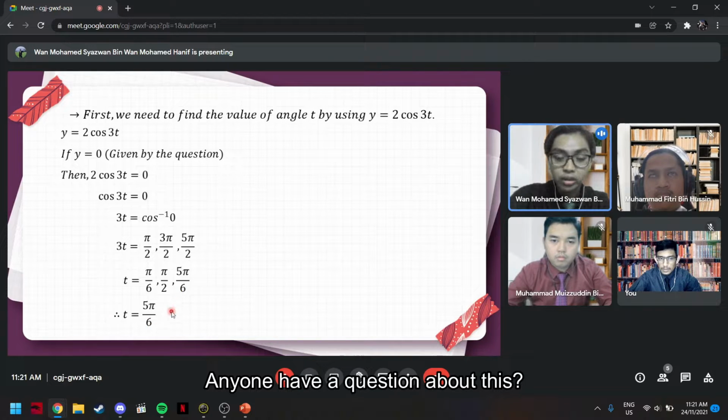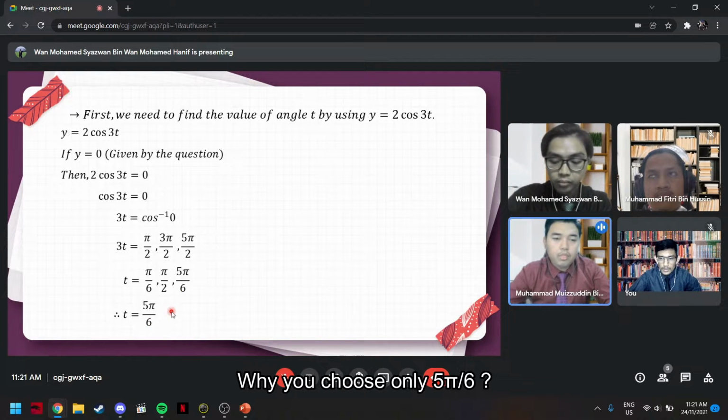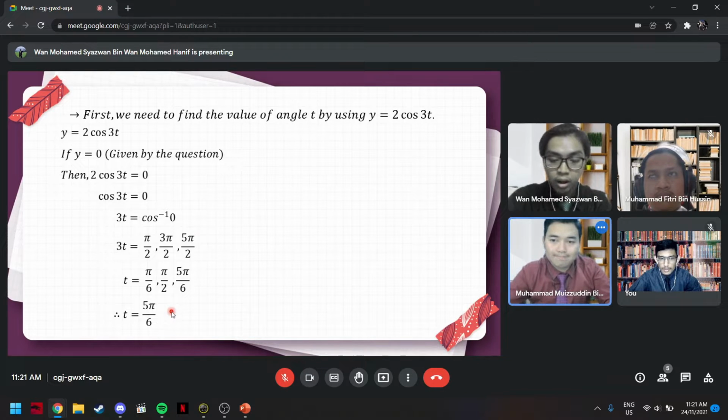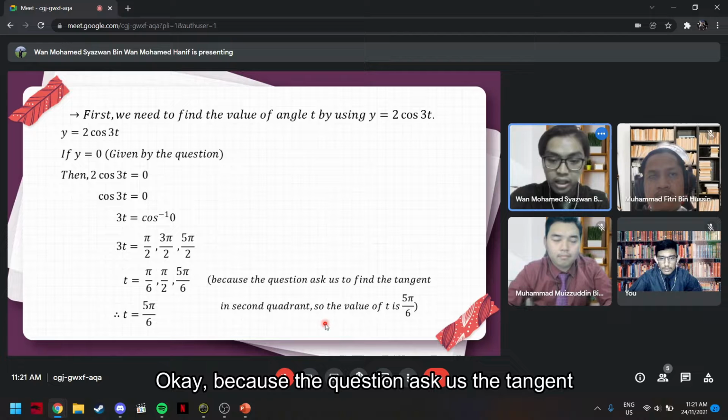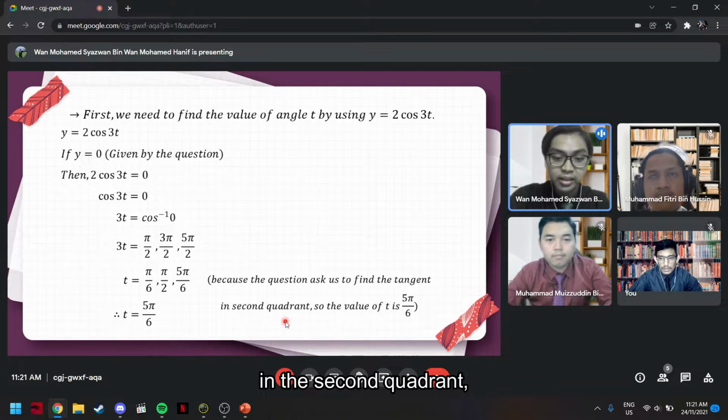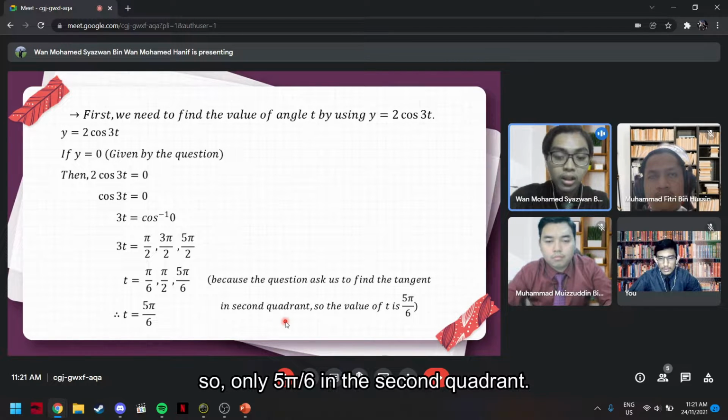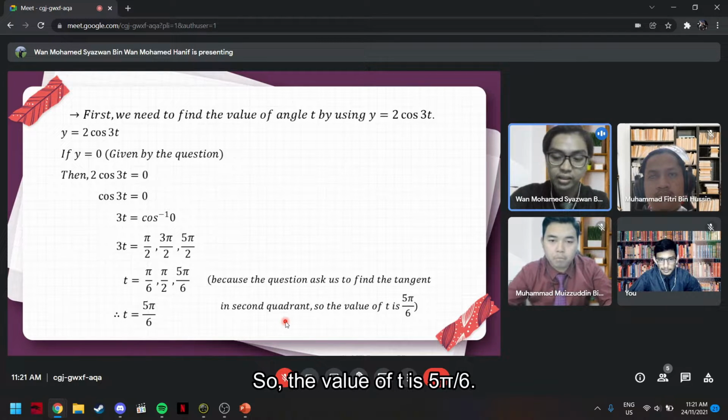Anyone have a question about this? Yes, I have a question. Why did you choose only 5 pi over 6? Okay, because the question asks us to find the tangent in the second quadrant, so only 5 pi over 6 is in the second quadrant. So the value of t is 5 pi over 6.